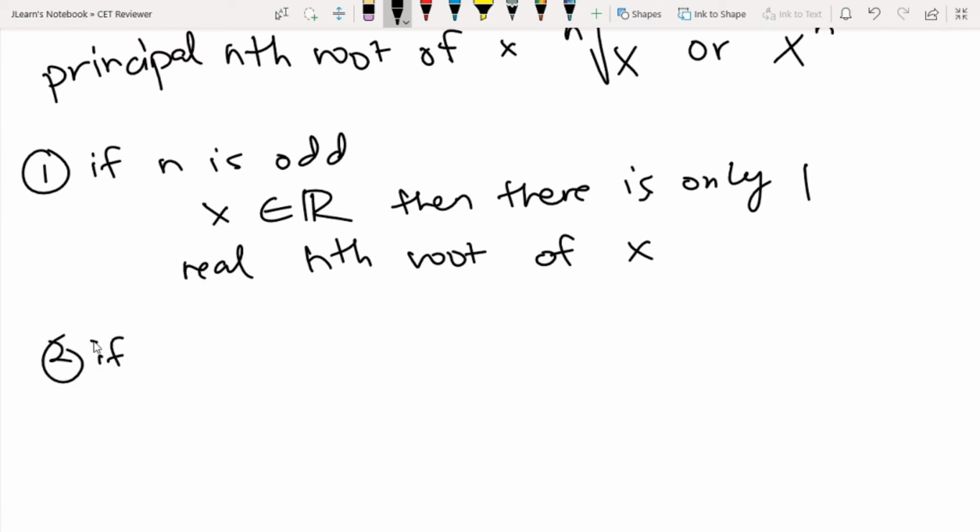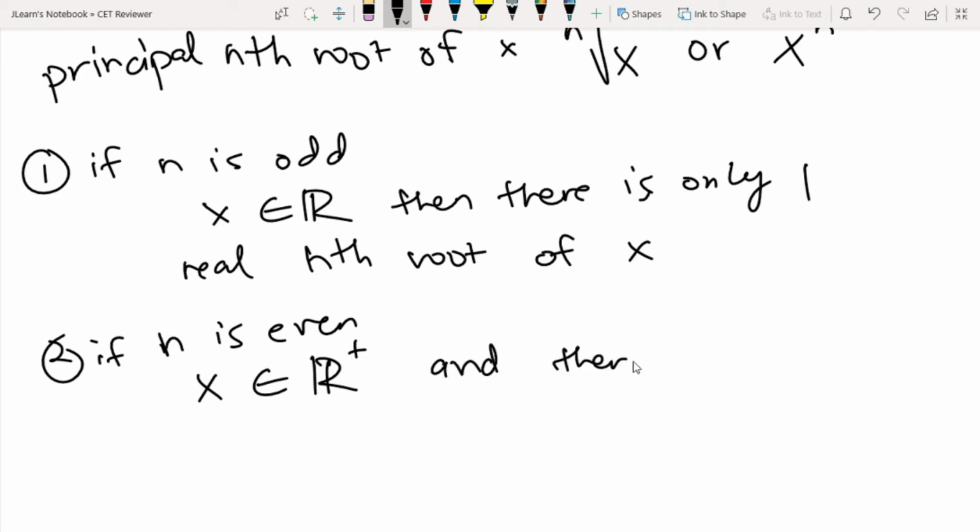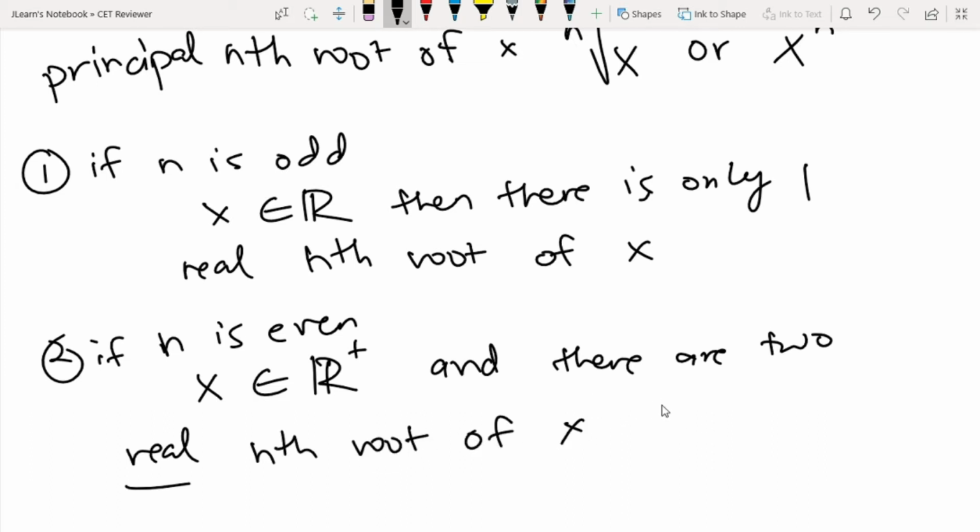Pero if n is even, then x should represent a positive real number. Okay? Positive real number. And there are two real, okay, take note, real nth root of x. Okay? So that will be the nth root of x and the negative nth root of x. Okay? Take note of that.